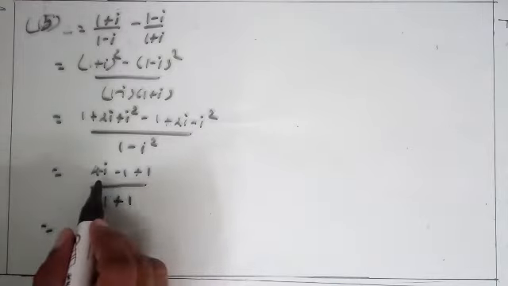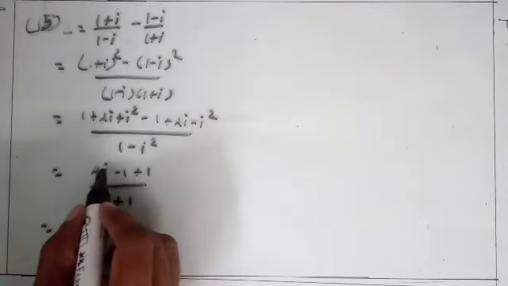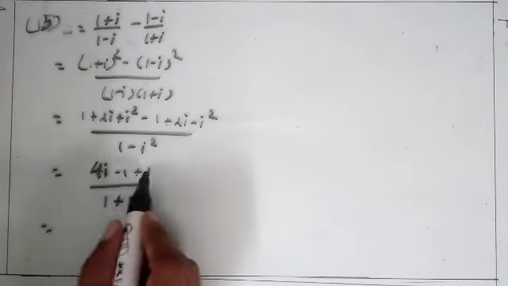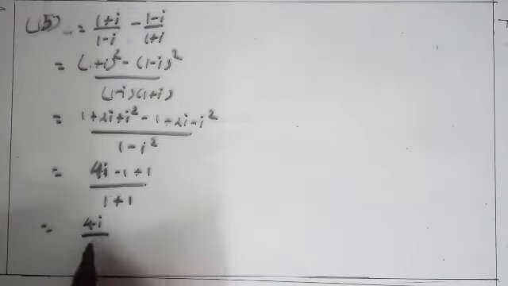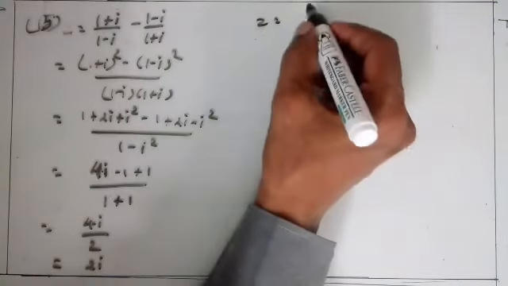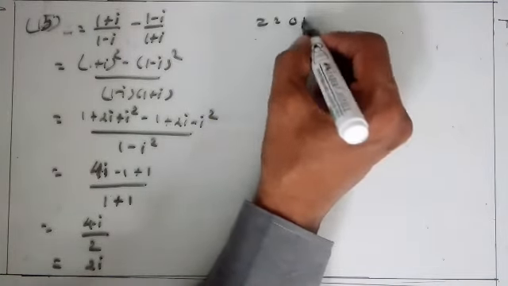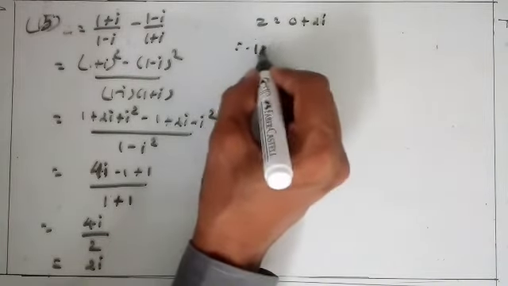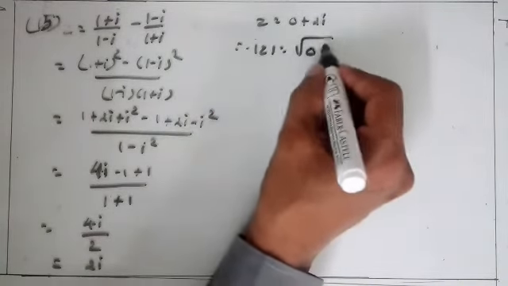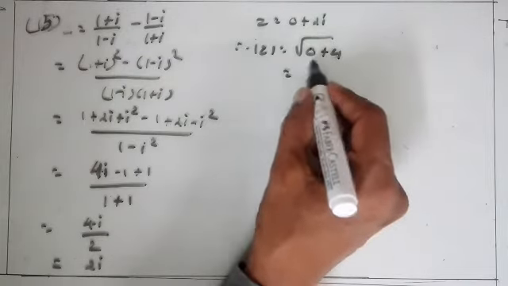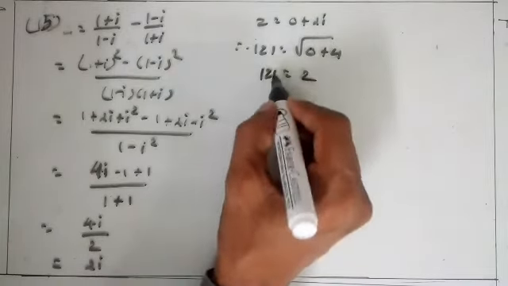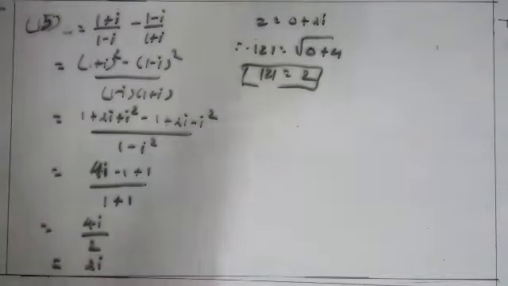So this becomes 4i on top, and minus 1 plus 1 cancel, so 4i upon 2. So this becomes 2i. So z is equal to 0 plus 2i. Therefore, modulus of z is equal to root of 0 square plus 2 square, which is 4. So it is root of 4, which is equal to 2. So modulus of z is equal to 2. Clear?